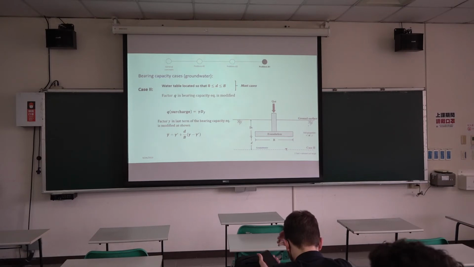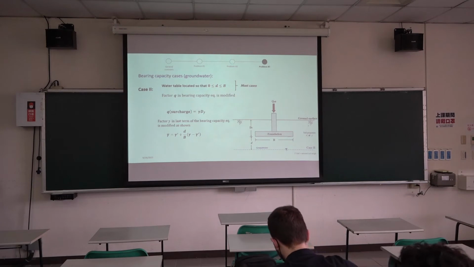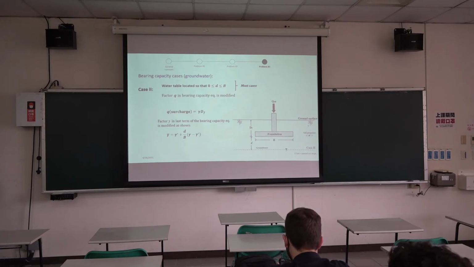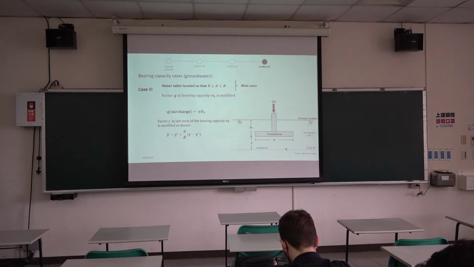But the last term of the bearing capacity will have to be modified, because you have to factor in the unit weight along this distance, which is going to be the normal gamma, but also the effective unit weight once you go below the water table. You encounter this situation most of the time in practice, but for the sake of simplicity, I will not go into examples showing this.